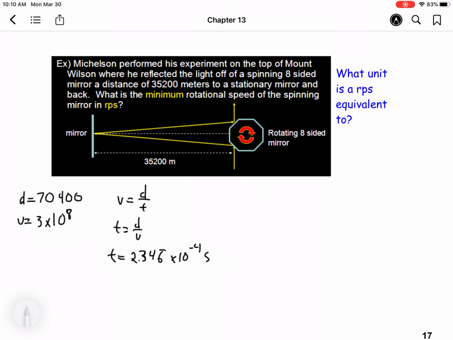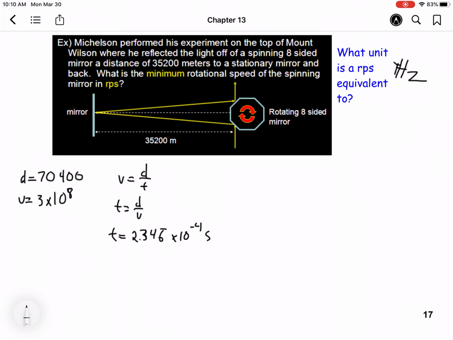So Michelson performed this experiment on the top of Mount Wilson, where he reflected the light off a spinning 8-sided mirror a distance of 35,200 meters to a stationary mirror and back. What is the minimum rotation speed of the spinning mirror in RPS? RPS should mean something to you. RPS, well, that is hertz. 1 hertz. So we're talking about rotations per second. That is the hertz.